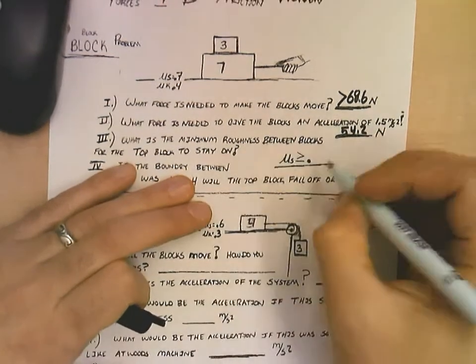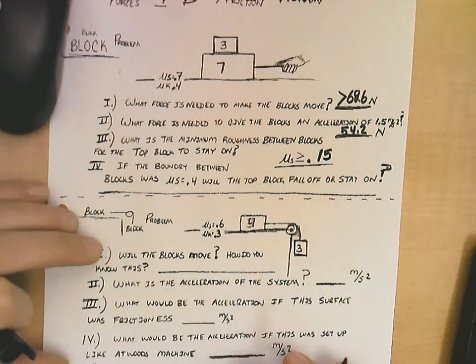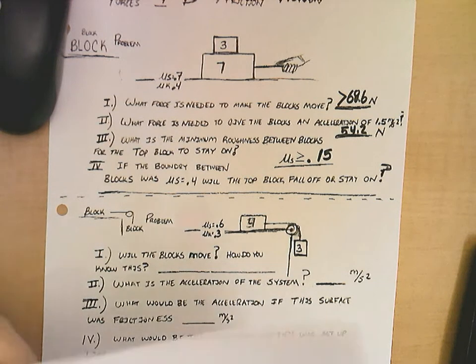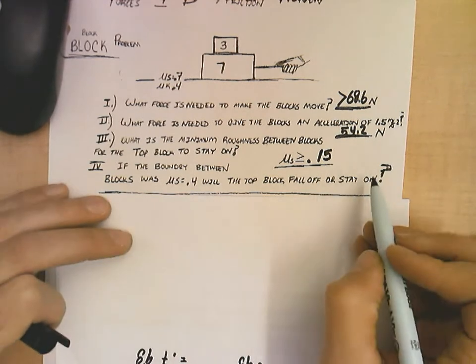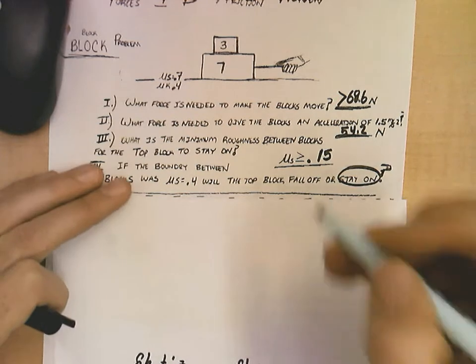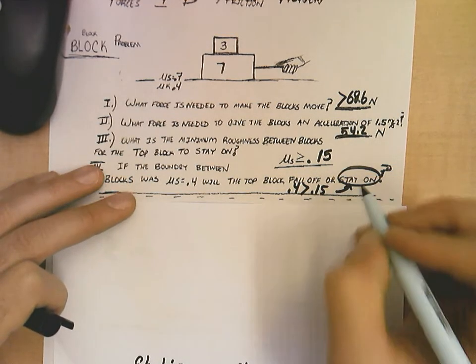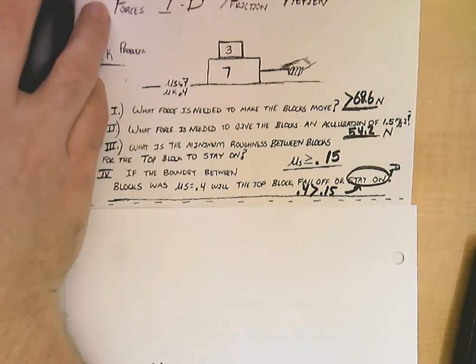So I come up here and I write 0.15. If the boundary between the blocks was 0.4, will the top block fall off? So the minimum is 0.15. If it is 0.4, it will stay on because it's rough enough. Remember, this is a minimum roughness. 0.4 is greater than 0.15, so it stays on. That's the first part. Coming back here.